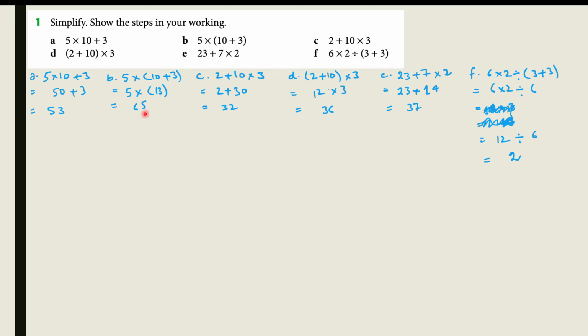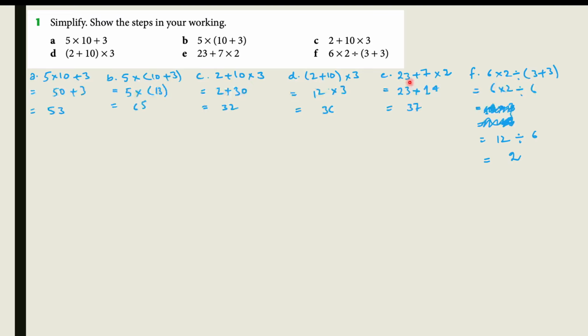our solution changes. Next we have 2 plus 10 multiplied by 3. We have no brackets, and multiplication comes first before addition. So 10 multiplied by 3 is equal to 30. 2 plus 30 is equal to 32. The D part has brackets again, 2 plus 10 in the brackets. So we solve inside first. 2 plus 10 is equal to 12, and then 12 multiplied by 3 is equal to 36. So our final solution is 36.